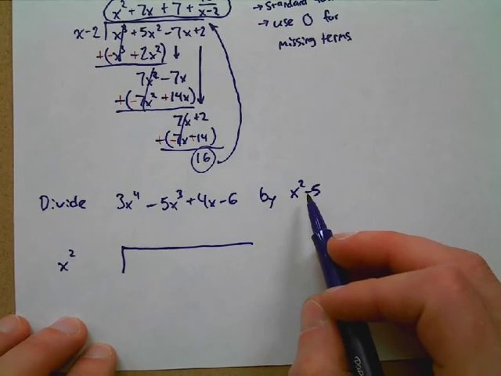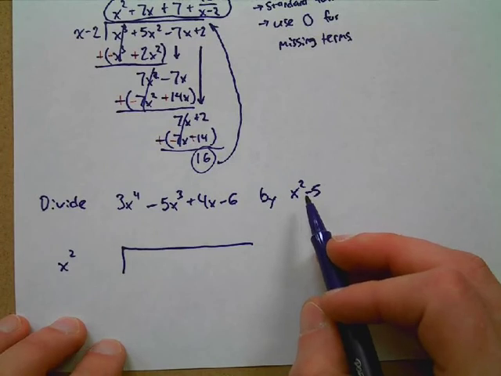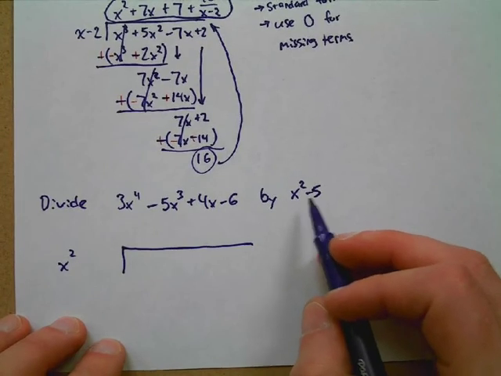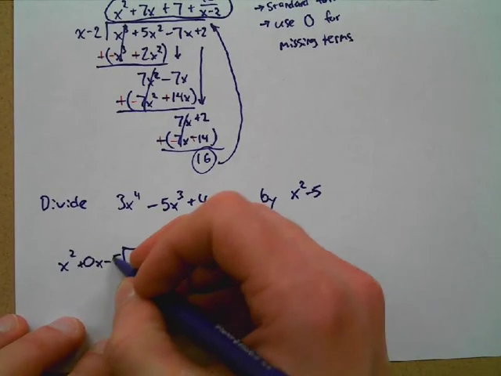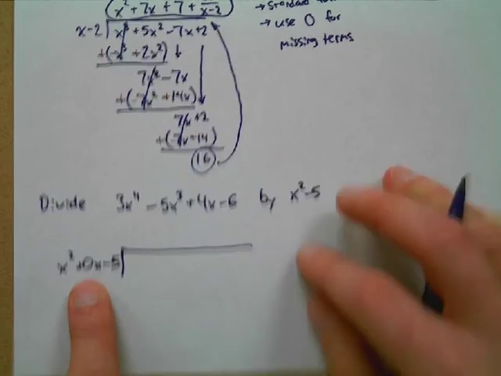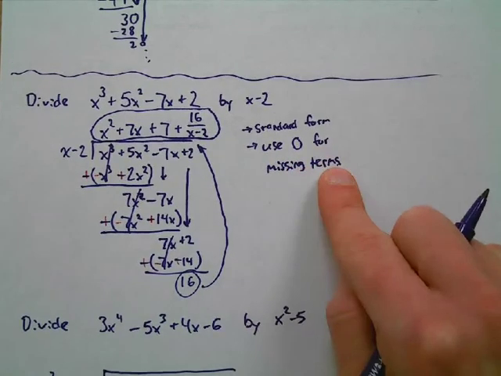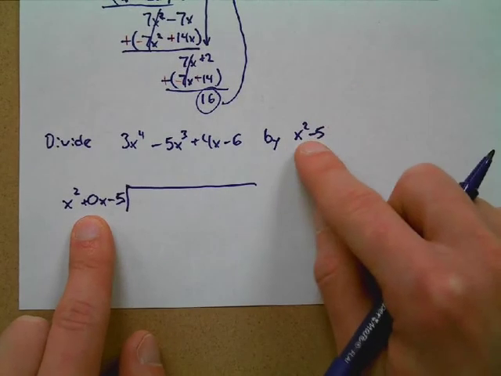Well, we're missing, like, there's no x term, right? There's an x term missing. So I'm going to put a plus 0x and then minus 5. So that's what I mean by a placeholder. Use 0 for missing terms. So we're missing an x term here, so I'm going to put a 0x in.